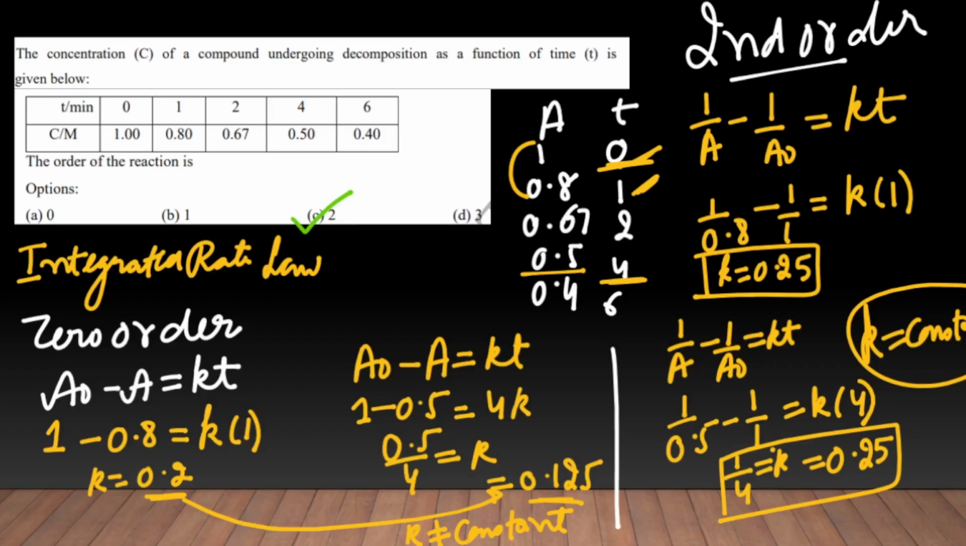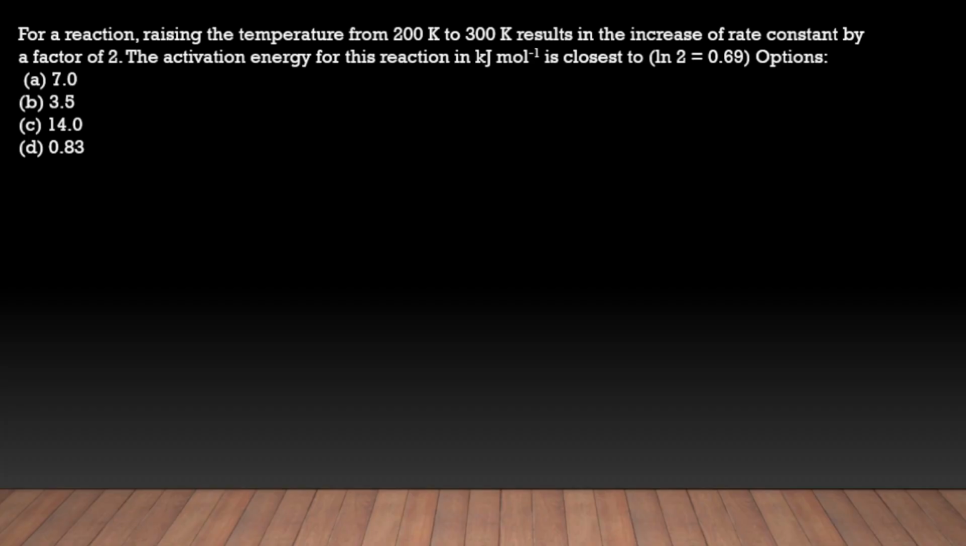Okay. So like this you have to solve on the basis of the integrated rate law. Now next is this one. It says for a reaction, raising the temperature from 200 to 300 Kelvin results in an increase of the rate constant by a factor of 2. So the activation energy in kilojoules per mole is closest to?